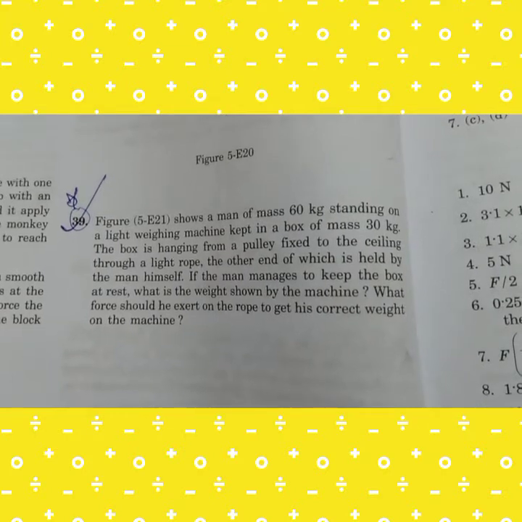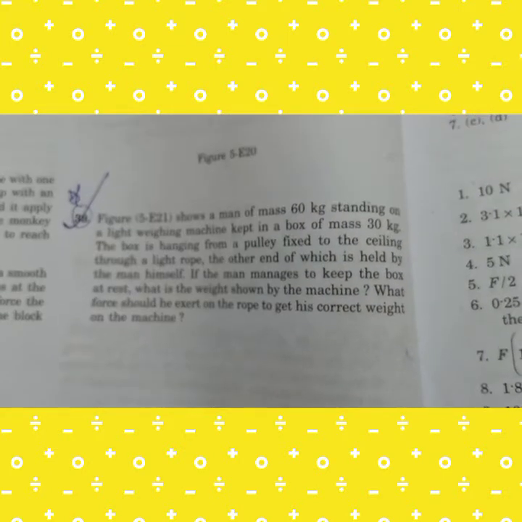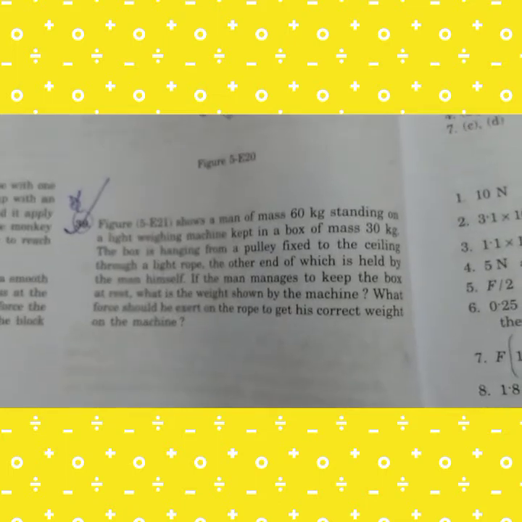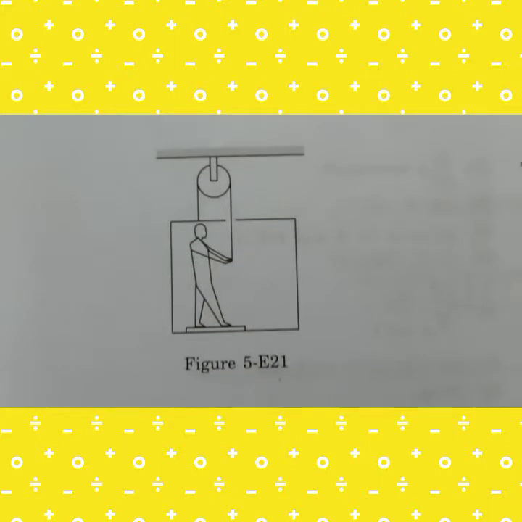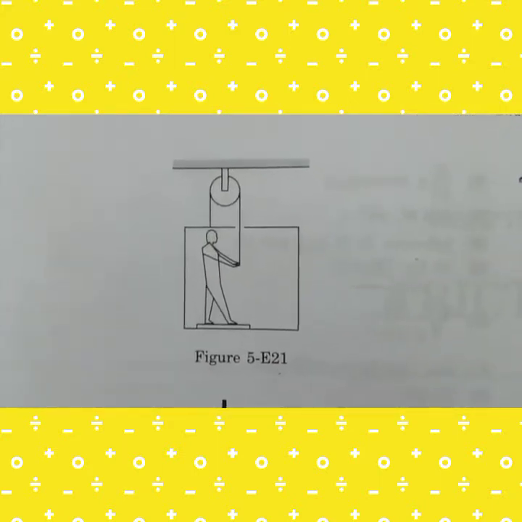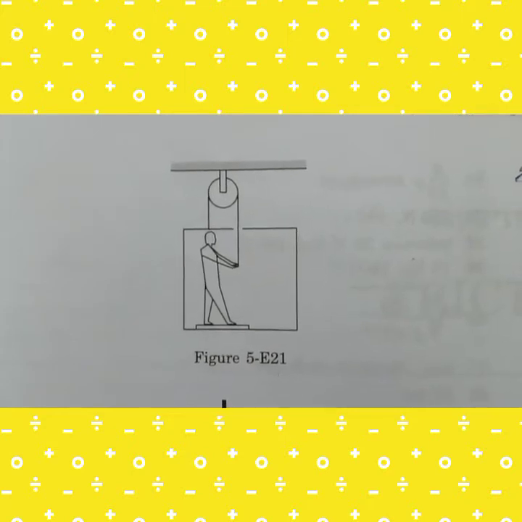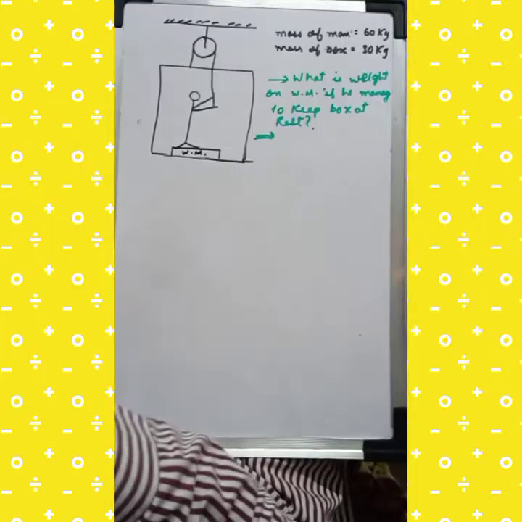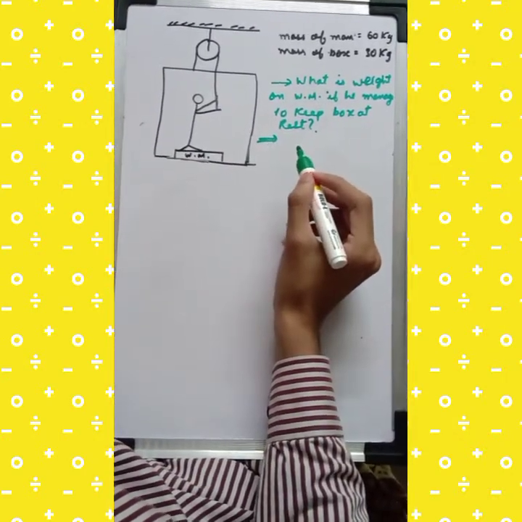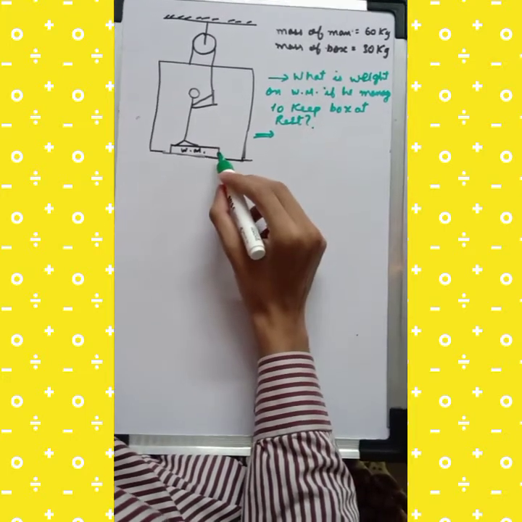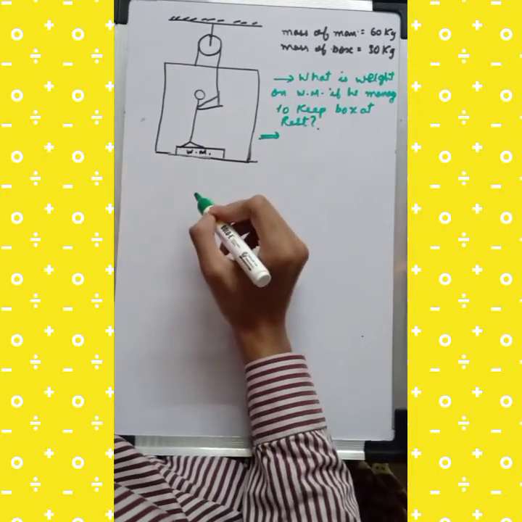Here the man is actually taking the rope and he's balancing his weight. So this is the figure of the question. Man is pulling the rope and he is balancing the box and himself. The man is standing on a weighing machine here, and we are asked in the first part what will be the reading of the weighing machine if this system is at rest.